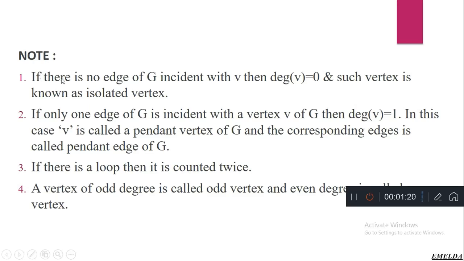Here we note that if there is no edge of G incident with the vertex V, then the degree of V is 0. Such a vertex is known as an isolated vertex. If only one edge of G is incident with the vertex V, then the degree of V is 1. In such a case, the vertex V is called a pendant vertex, and the corresponding edge is known as a pendant edge. The next is, if there is a loop, then it is counted twice, that is 2. The next one is, a vertex of odd degree is called an odd vertex. Similarly, a vertex of even degree is called an even vertex.